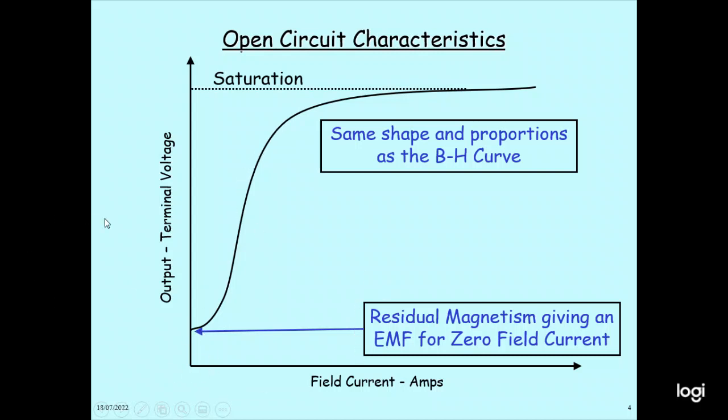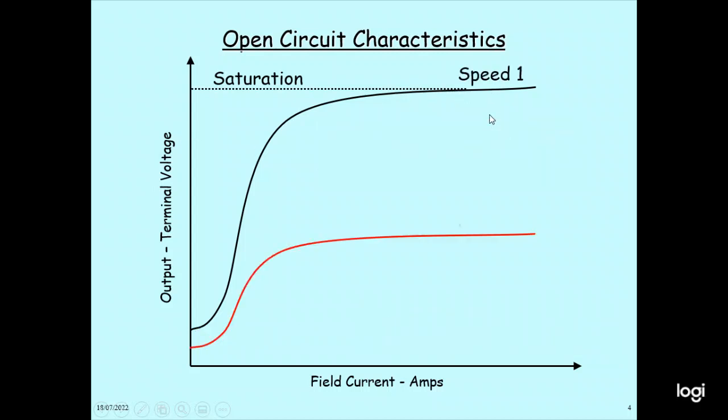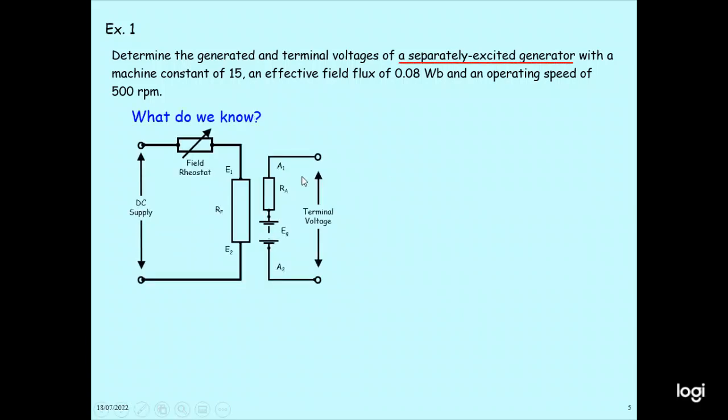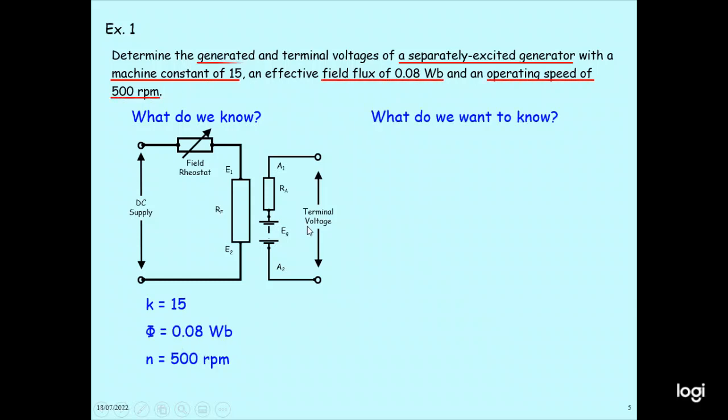We have to determine the generator terminal voltage of a separately excited DC generator with a machine constant of 15, effective flux of 0.08 Weber, and an operating speed of 500 RPM. What do we know? This is the connection: DC supply, field rheostat, and here is the output terminal voltage. K equals 15, phi equals 0.08 Weber, and n equals 500 RPM. What do we want to know? EG equals K phi n, so VD equals EG. So 15 multiplied by 0.08 multiplied by 500, you get 600 volts. VD equals EG equals 600 volts.